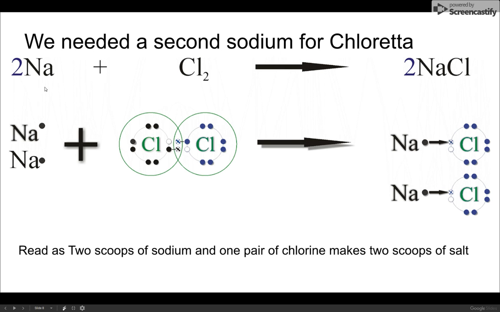We needed 2 scoops of sodium, and a single pair of chlorine atoms would allow us to construct 2 salts, 2 sodium chlorides, with nothing left over, because you really don't want, if you've ever seen horror movies, there's twin sisters and one of them doesn't get happiness and the other one does. It's really bad. So now all the ingredients have been used up.